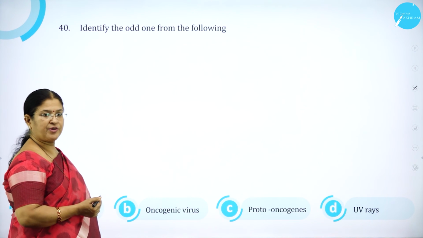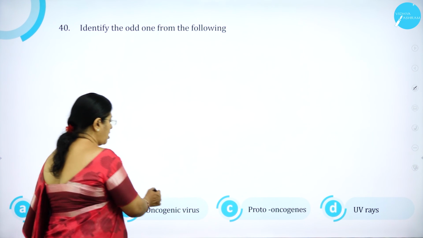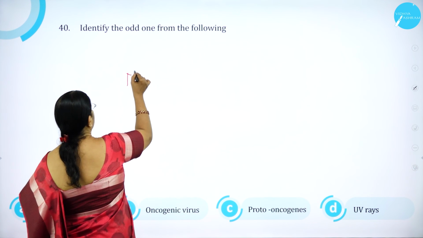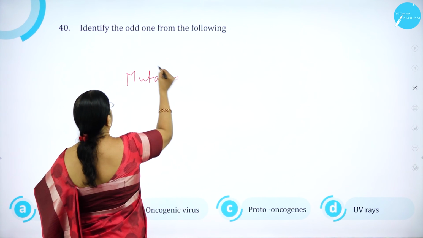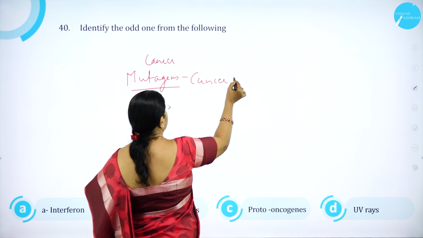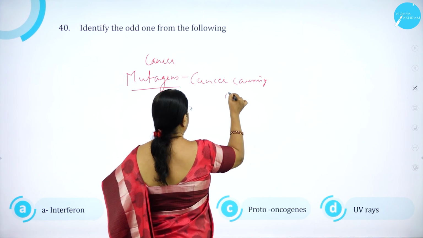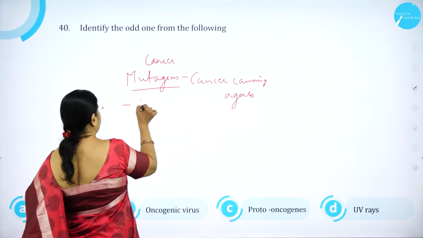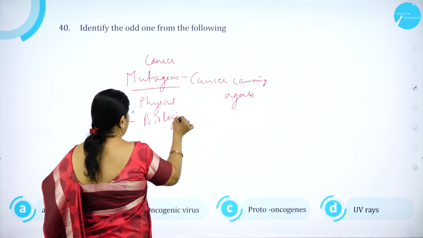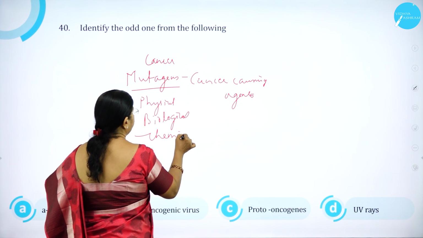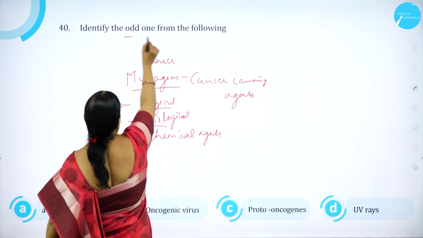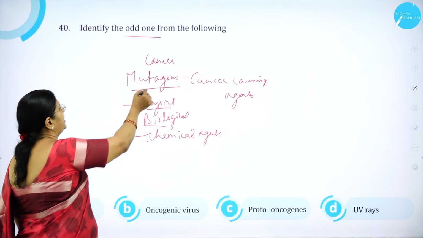Identify the odd one from the following. Interferon, oncogenic virus, proto-oncogenes, UV rays. So, mutagens. With respect to cancer, mutagens are cancer causing agents, which we can classify into physical, biological and chemical agents. Identify the odd one from the following which is not related to cancer.